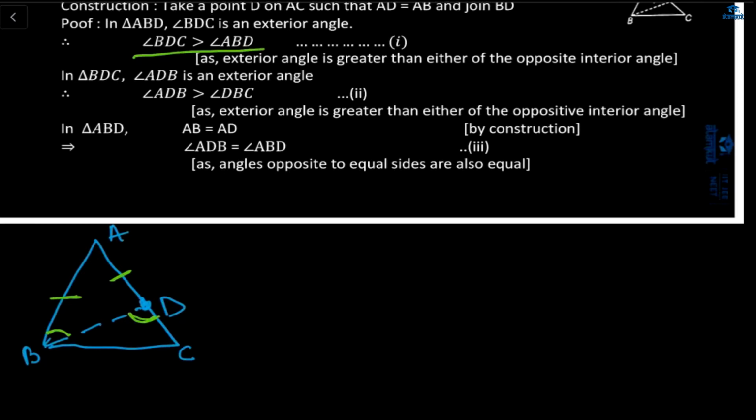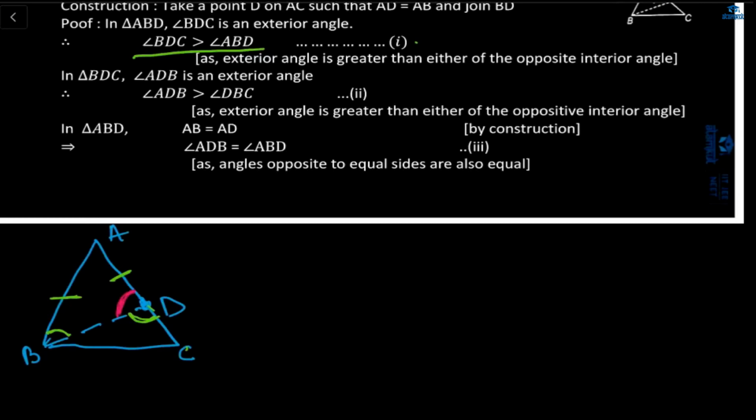Because it is equal to what? The sum of the two opposite interior angles. So if you compare with only one, it will always be greater. Now you take this as the first point. See, I have mentioned this first point. Now in triangle BDC, which is an exterior angle? Angle BDA will be the exterior angle.